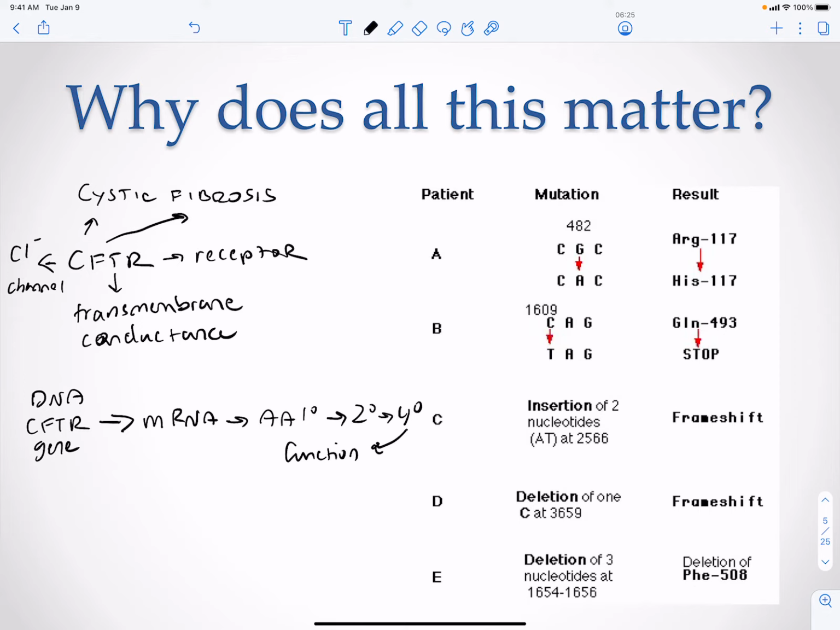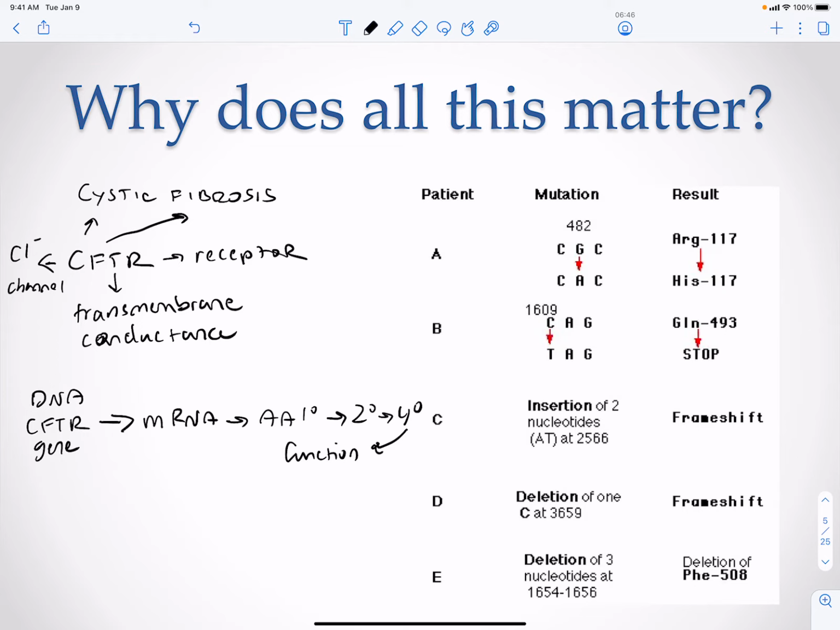Now here we're showing different patients, patients A through E. And in this, you see you have different mutations, and so this is very specific. This is one of the reasons that cystic fibrosis is so hard to treat: there are so many mutations that cause this disease.